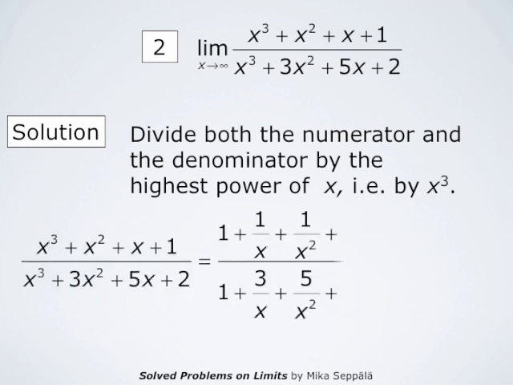One gets x cubed plus x squared plus x plus 1 divided by x cubed plus 3 times x squared plus 5 times x plus 2 is 1 plus 1 over x plus 1 over x squared plus 1 over x cubed, and that divided by 1 plus 3 over x plus 5 over x squared plus 2 over x cubed. And now each quantity having x in the denominator approaches 0 as x approaches infinity. 1 over x becomes 0, 1 over x squared becomes 0, and so forth. Therefore, this expression approaches 1 divided by 1, which is 1. So the answer is the limit is 1.